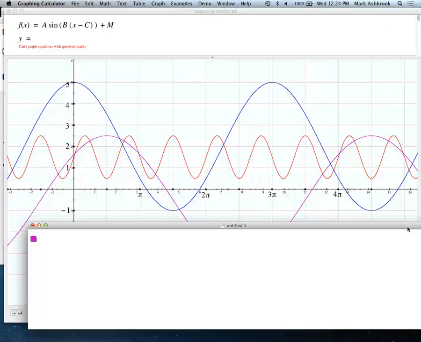Start with the blue one. The first thing we want to do is the midline. Is the midline moved up or down? Basic sine or cosine has a midline right there on the x-axis. So we want to do midline first.